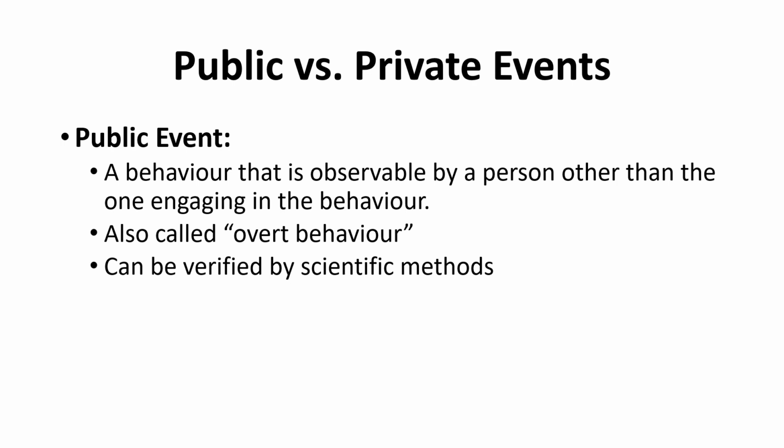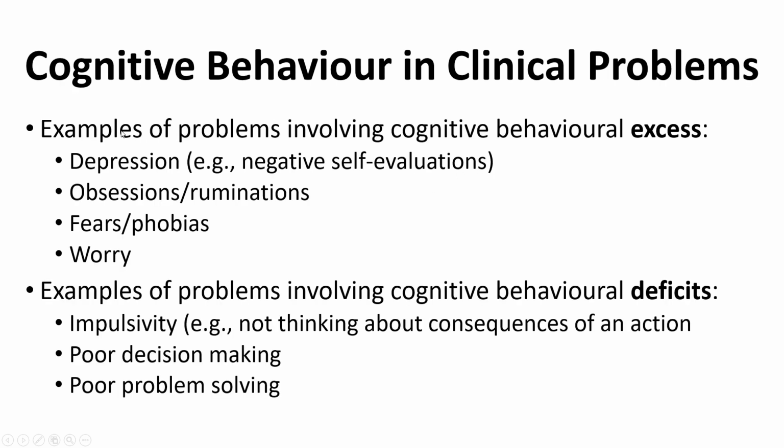And because these are overt and observable, they can be verified by scientific methods, whereas private events, just by their nature, cannot be. In order to be verified by scientific methods, there needs to be something to observe, to measure, and to quantify. So our private events, again, by their nature, don't allow for that. So just something to keep in mind when we're using these concepts.